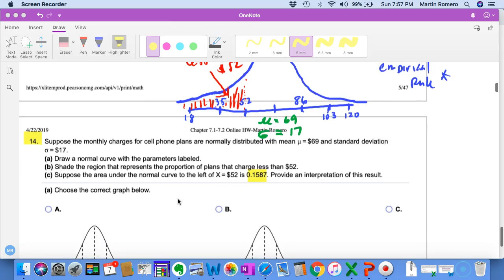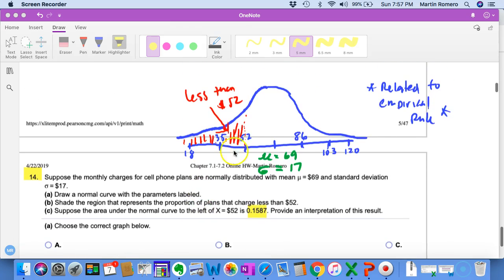So now when we look at this, what's the interpretation? What this means is that 15.87% of phone bills are less than $52. Or you would say if you randomly selected one phone bill, the probability that it's less than $52 is 15.87%.